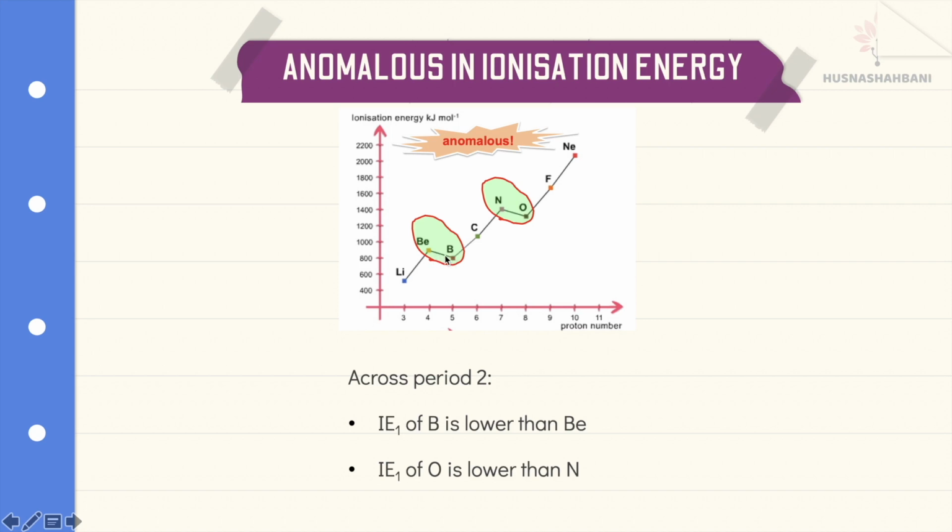The first ionization energy of B is supposed to be higher than the first ionization energy of Be because it's across the period, from left to right, and the position of B is to the right of Be, and the position of O is on the right side of N. So B's ionization energy is supposed to be higher than Be, and O's first ionization energy is supposed to be higher than N. But in this case, the first ionization energy of B is lower than Be, and the first ionization energy of O is lower than N.